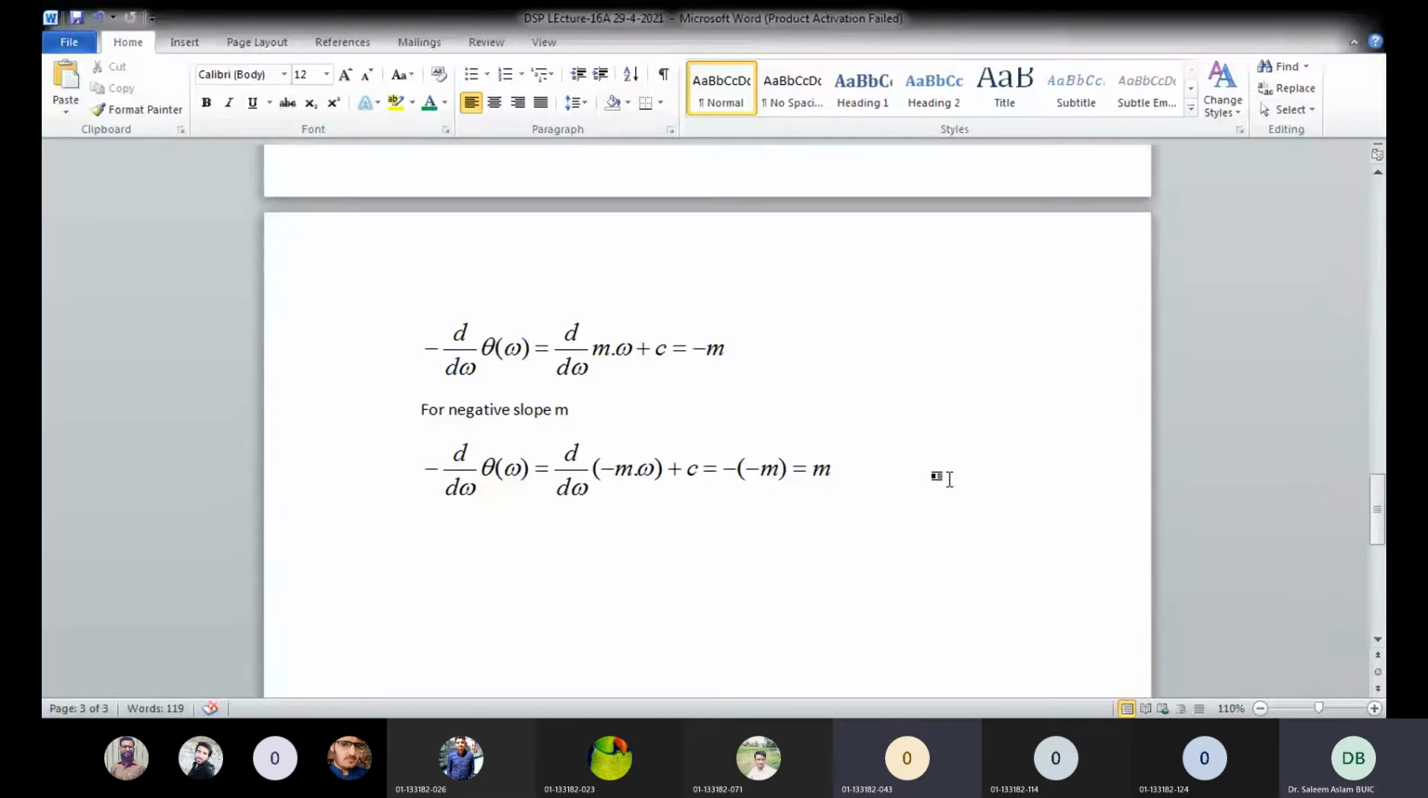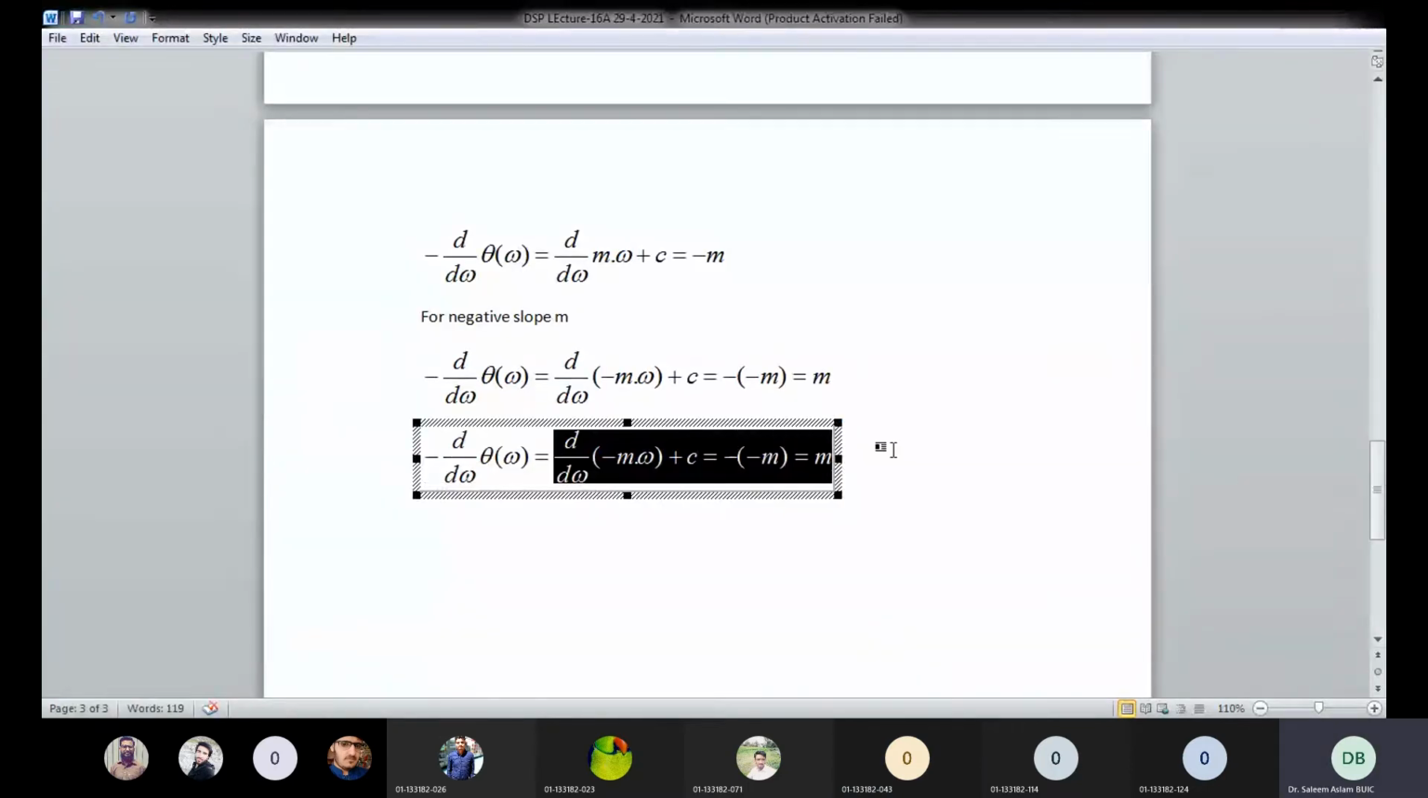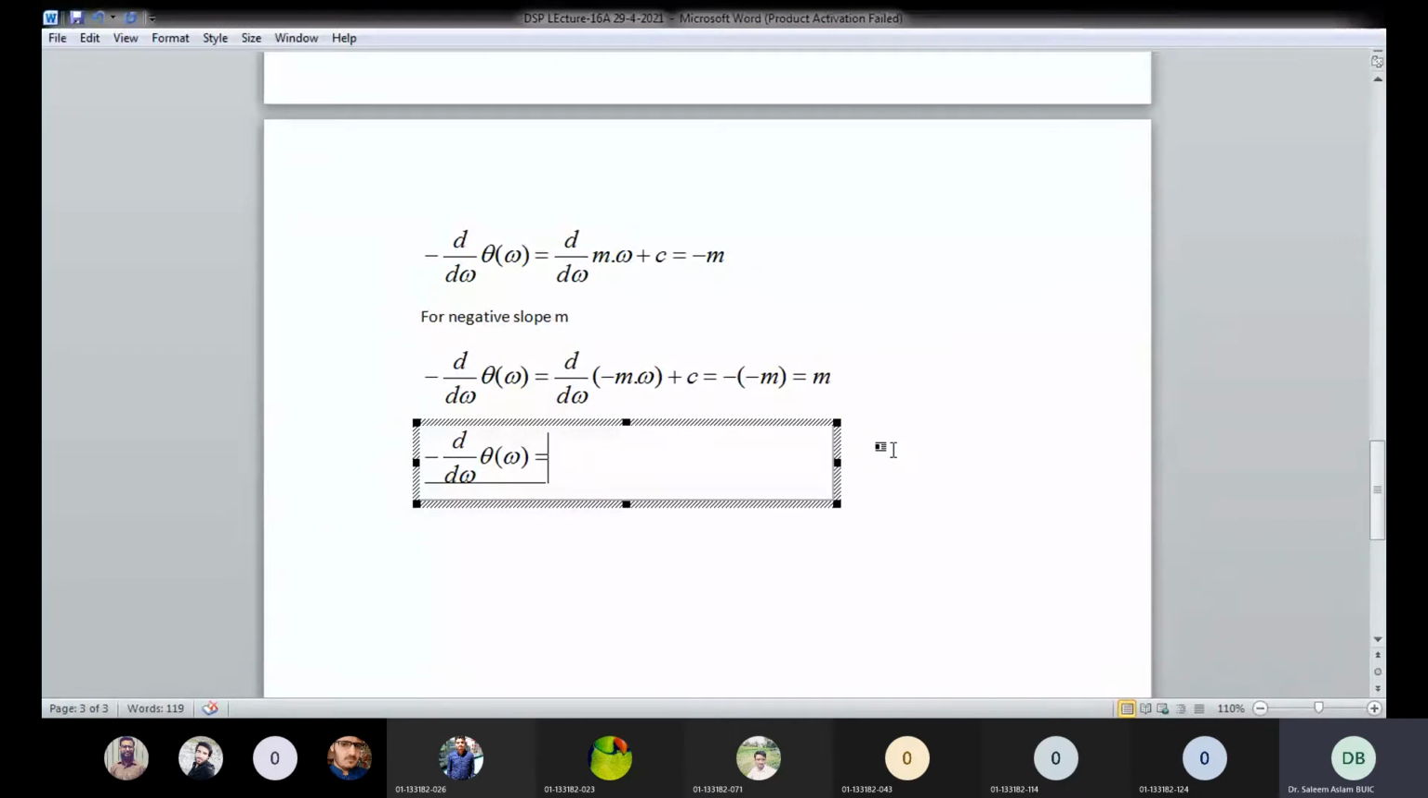ठीक है बेटा. And if you define just this quantity, the negative of the derivative of the phase response, मैं बाकी सारी चीजें डिलीट कर देता हूँ यहाँ से. तो अगर आप negative of the derivative of the phase response of a system, so you define it as group delay. ऐसे ही है ना बेटा.